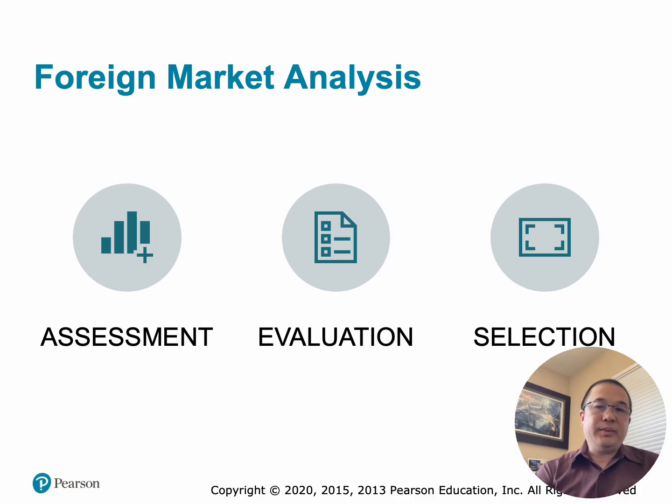So this introduces the three-step process that companies use to identify and choose foreign markets for international expansion. This would be assessment, evaluation, and selection. The idea is simple. Before entering a foreign country, a firm must first understand the market, compare alternatives, and then choose the best opportunity. So number one, assessment.